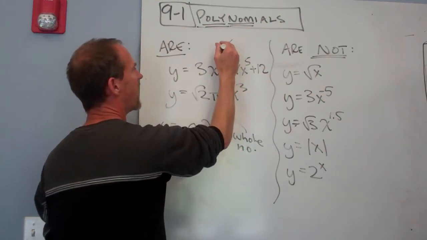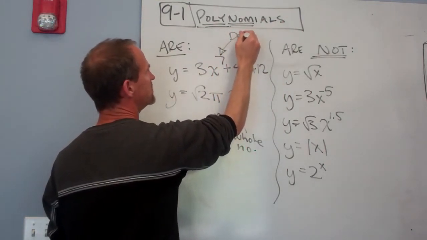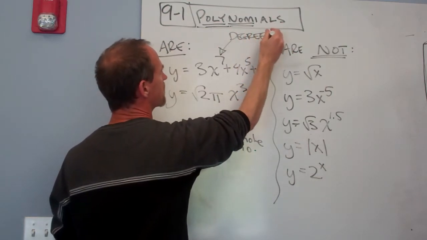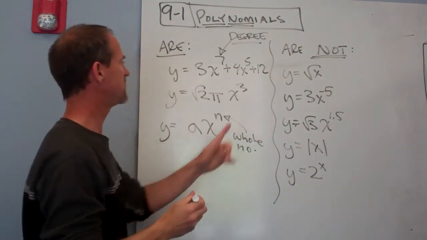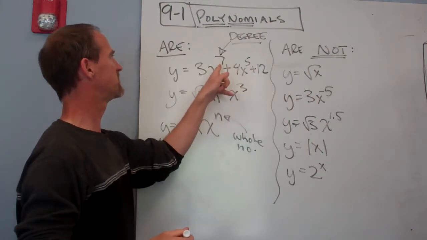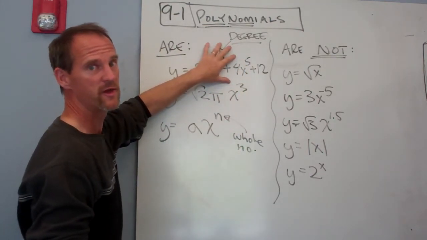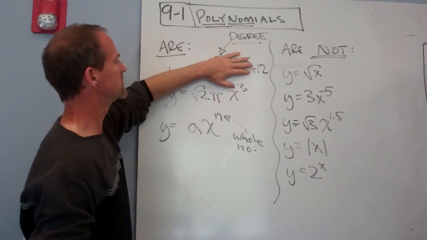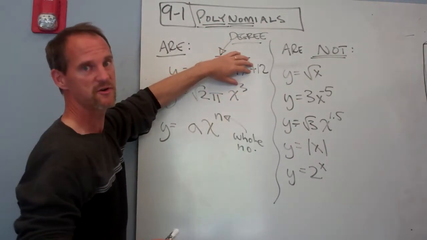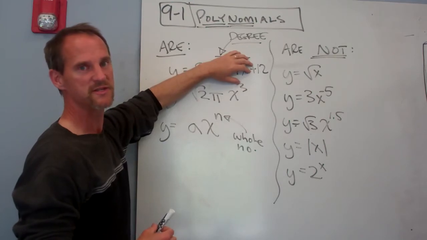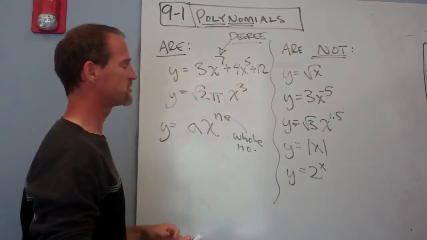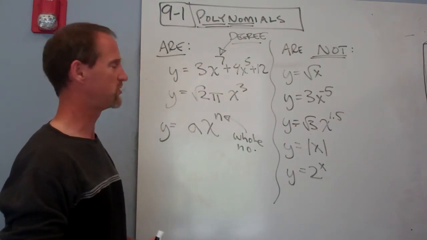The highest exponent is called the degree. Okay? So this would be degree 3. This would be degree 7. If that term didn't exist, we'd say that's a 5th degree polynomial. If there was nothing there, we'd say that's just a constant term, or you could say degree 0. That's not used very often, but typically we'll say 1st, 2nd, 3rd degree polynomials.